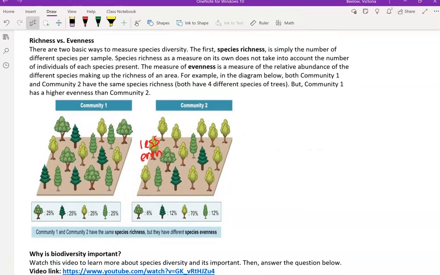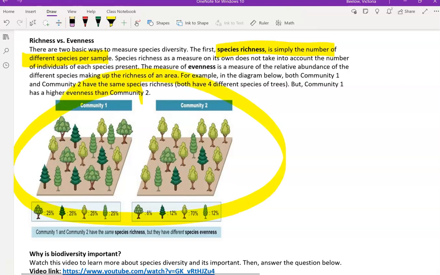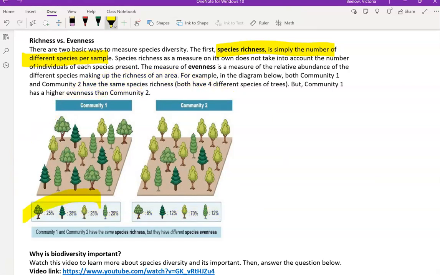There are two ways that we're going to take into account to measure biodiversity: species richness and evenness. Species richness is simply the number of different species in a sample. In these two communities, they actually have the same richness because they both have 4 different types of trees, or 4 different types of species.